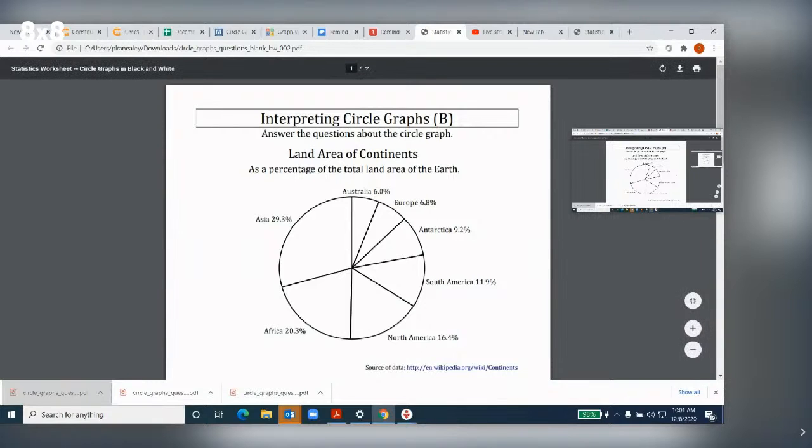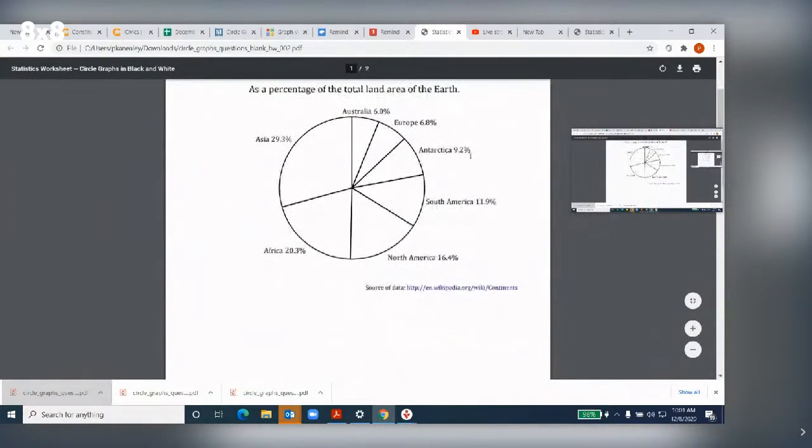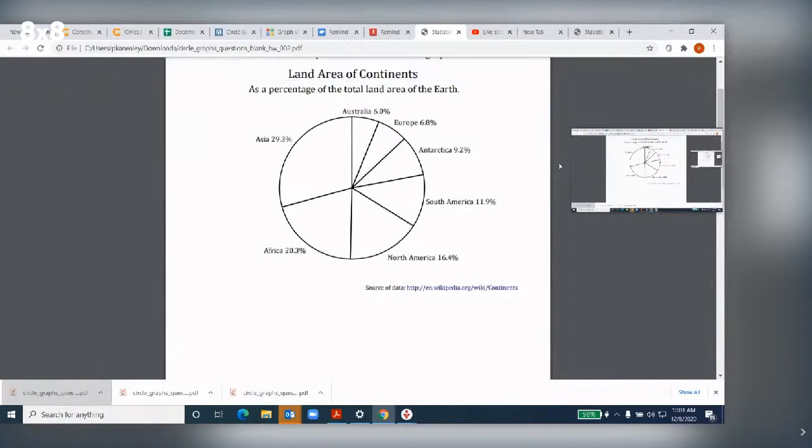This doesn't have any questions, but you could see some of the questions they would ask, maybe what's the third largest continent? You would find that it's North America. Maybe if you combine Antarctica and Europe, that's 16%. Is that area bigger than North America? Well, if we add Antarctica and Europe, that's exactly 16%. North America is 16.4, so you're going to say no. I could ask any combination of questions like that. Today we're going to look at 3 different circle or pie graphs. This one was about land area of continents, so let's go on to the next one.